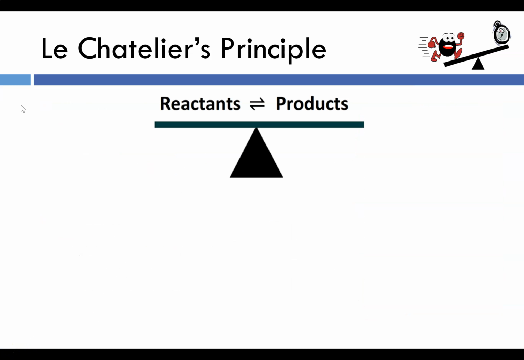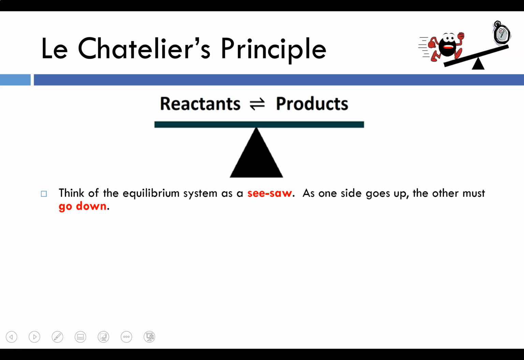So this concept that we're going to be studying today is called Le Chatelier's principle. And our unofficial mascot for this concept is a seesaw. I'm sure you know from your vast life experience that at a seesaw, one side goes up, the other side goes down. And I want you to keep this picture in your head as we're talking about different ways to stress the system and how it will respond. So again, think of an equilibrium system as a seesaw. As one side goes up, the other goes down.